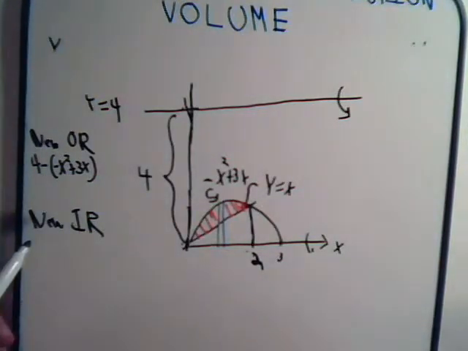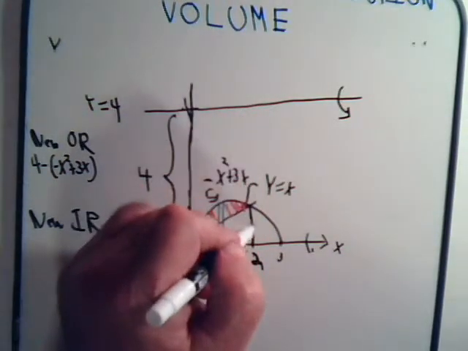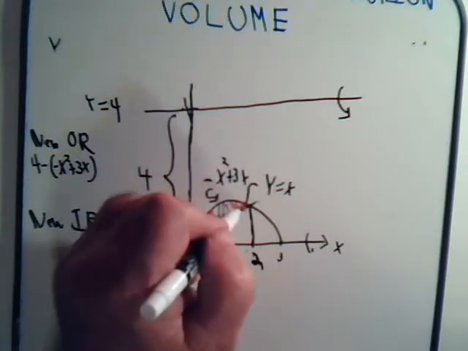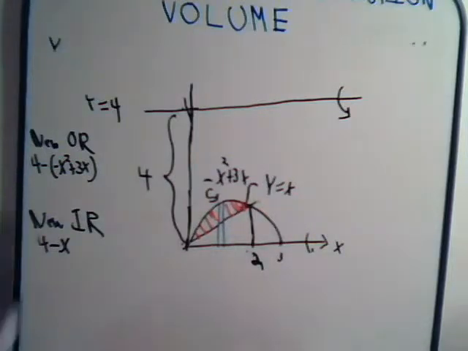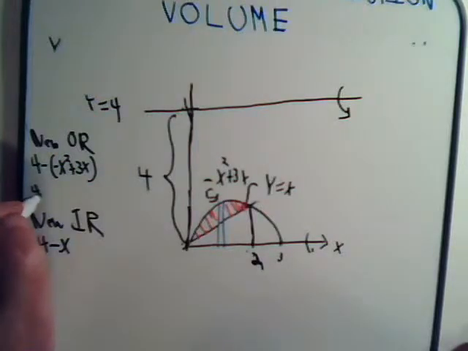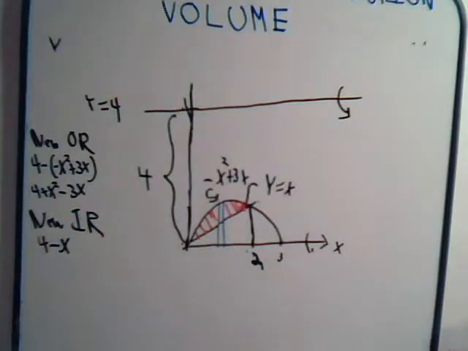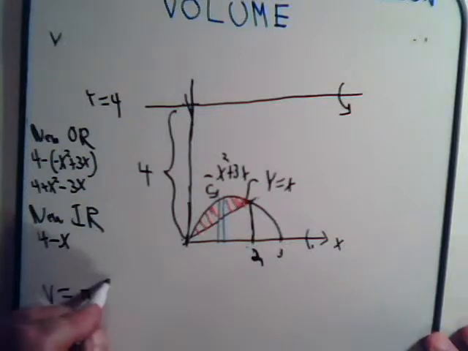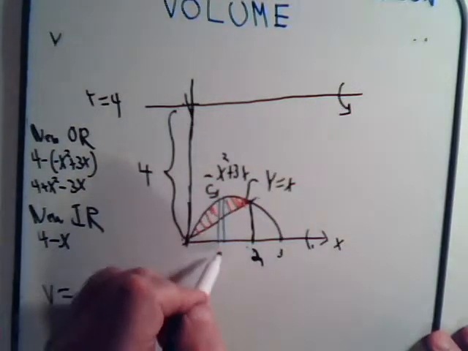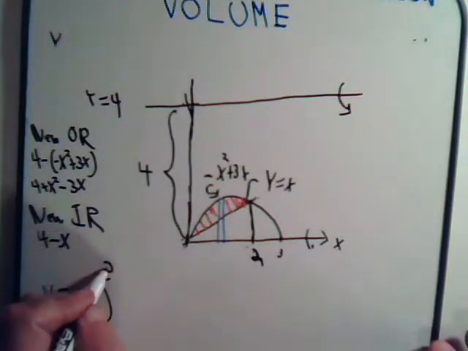And for the new inner radius, it's going to be 4 minus this distance here. So it's going to be 4 minus x. So now, let's see, here we have 4 minus negative x squared plus 3. That will be 4 plus x squared minus 3x. So our new volume integral then is going to be pi, the integral, and we're still adding up these vertical strips from x equals 0 to x equals 2. That doesn't change.